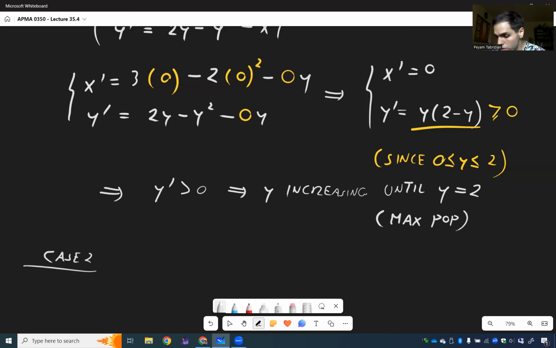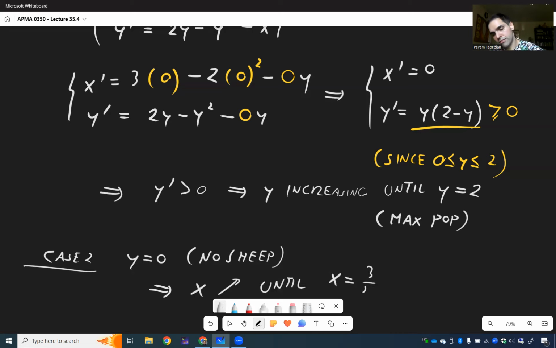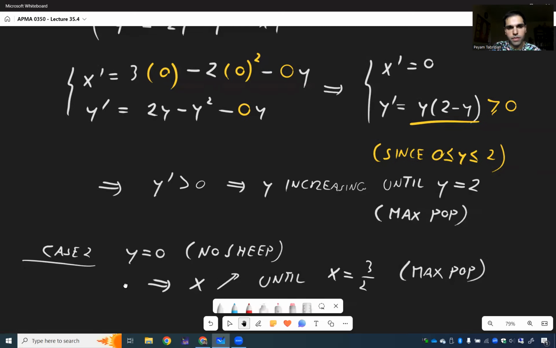Y equals 0, no sheep. And then this means x increases until we get x equals 3/2, which is again the max population. And that makes sense. If there's no sheep, the rabbits evolve independently, so they will eat up all the hay until they reach the limiting population of 3/2.